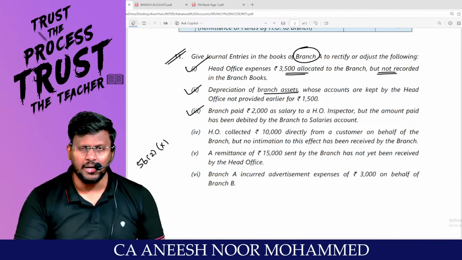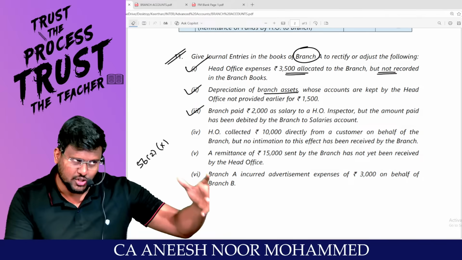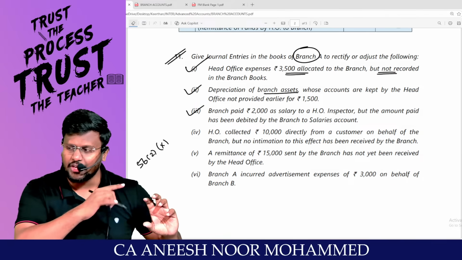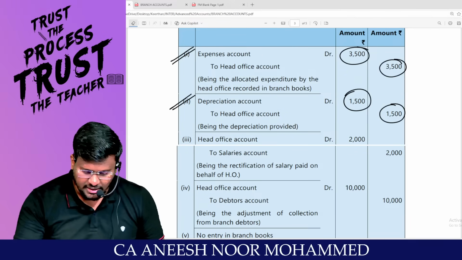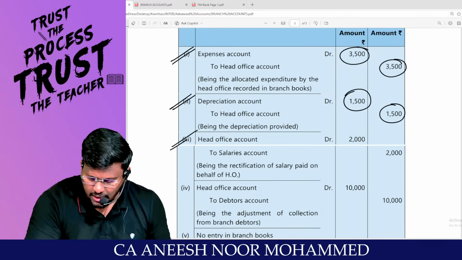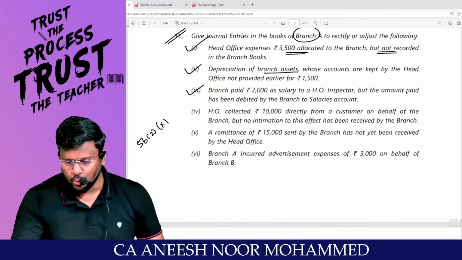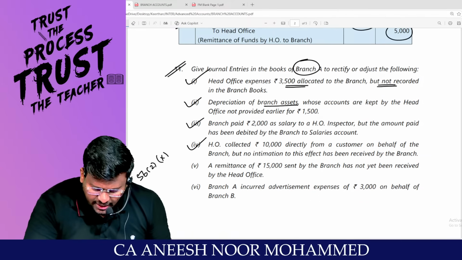It's a wrong treatment. We have to pass the rectification entry. It has to be a receivable from head office, and rectification has to be made. Salaries should be credited. So the entry should be head office account debit 2,000 to salaries account 2,000. Comfortable? Come on, the next one.